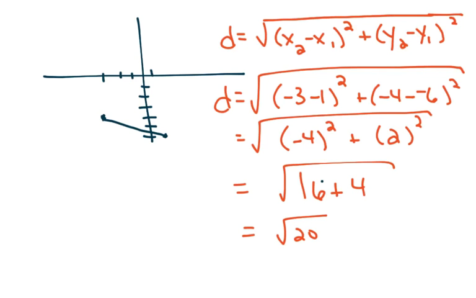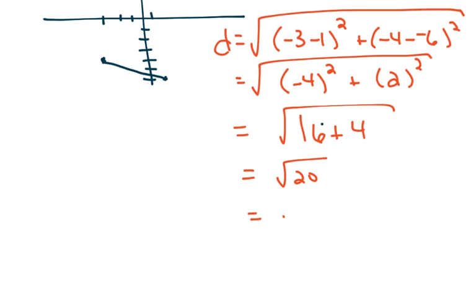We could simplify that radical. There are a couple different ways. You learned how to simplify this. This is the way I prefer. I like to rewrite it as the square root of 4 times 5, because the square root of 4 is 2. So the distance is 2 square root of 5.